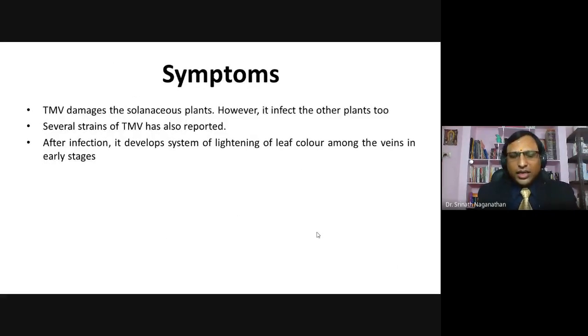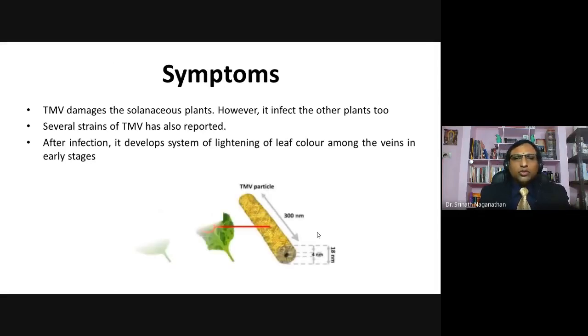So, symptoms: what does it do? The Tobacco Mosaic Virus damages solanaceous plants basically, though it can infect other plants too. Several strains of the Tobacco Mosaic Virus have been reported. After infection, it develops a lightening of the leaf color, from greenish to brownish, and it becomes brittle, sometimes among the veins in the early stages. The leaf of the tobacco develops mosaic-like structures: half green, half brown, yellowish, some brittle. That is why those leaves cannot be used further.